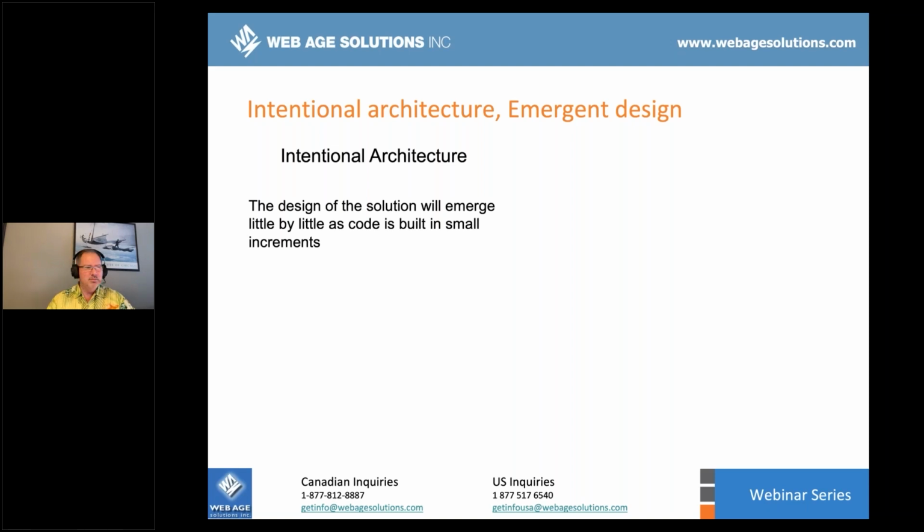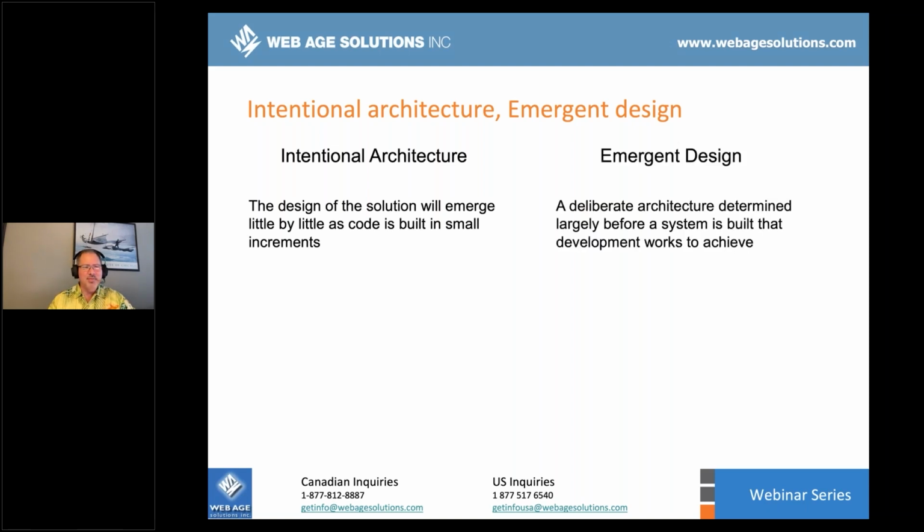Oh, sorry, I've got these backwards. Forgive me, I've got the couple things switched in the slide. An intentional architecture is the description on the right. It's a deliberate architecture that is determined largely before a system is built that development works to achieve. In other words, an intentional architecture is something that we come up with and then say, here's the thing that you want to build. Here's what I intend you to create.